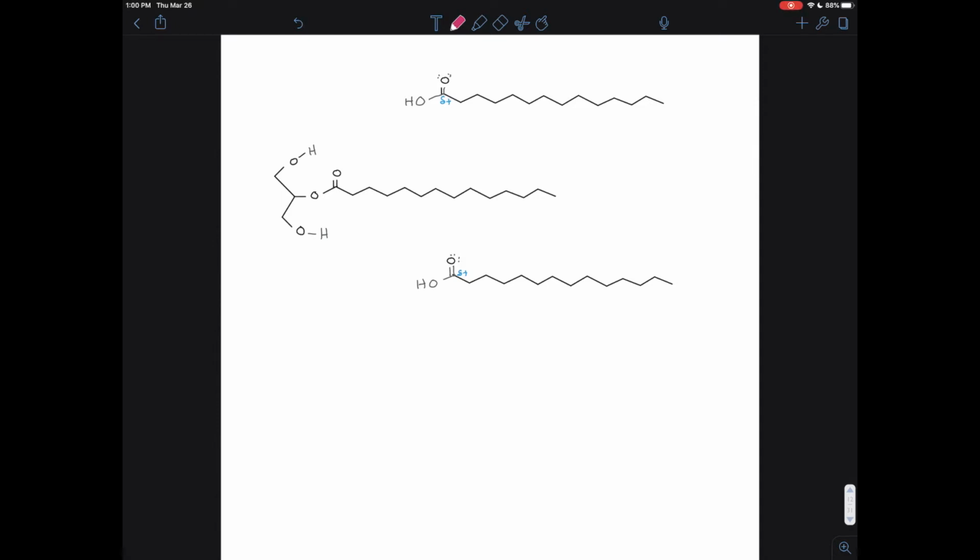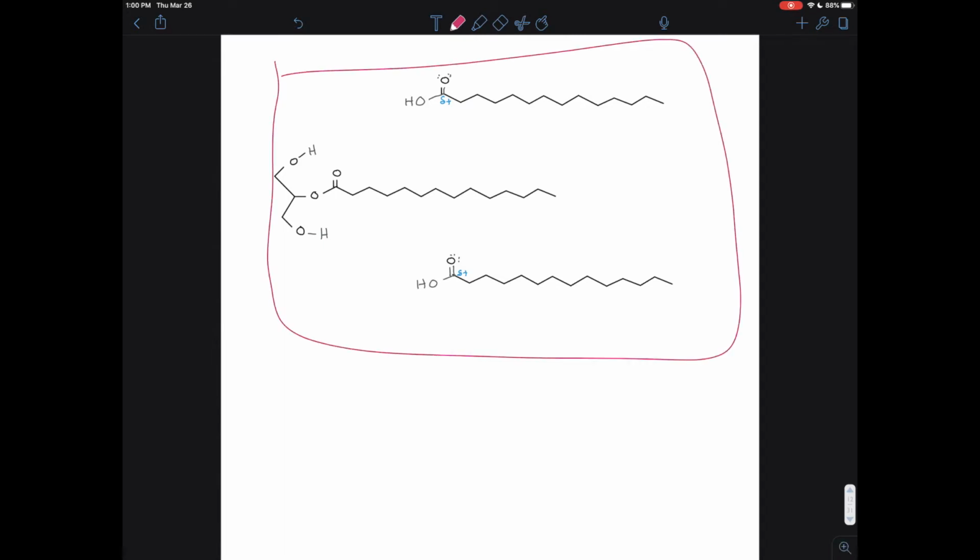So when you ingest lipids, or triglycerides at least, they're too big to get through your intestinal wall, from your small intestine into the mucosa of your duodenum. And so your body breaks them down. First it emulsifies them, and then it breaks them down even further using triacylglycerol hydrolysis. And after that step, you end up with these three pieces.